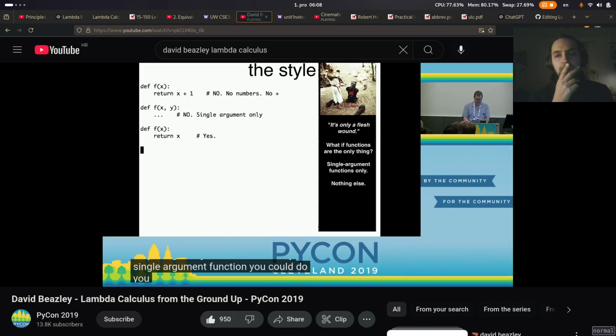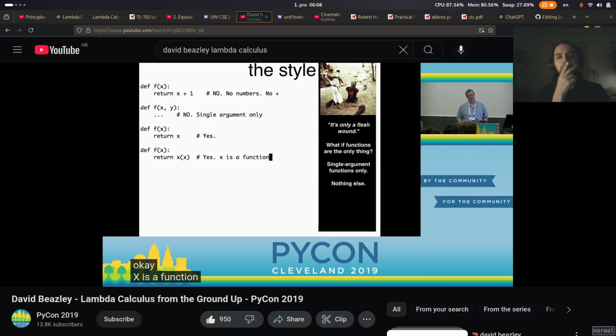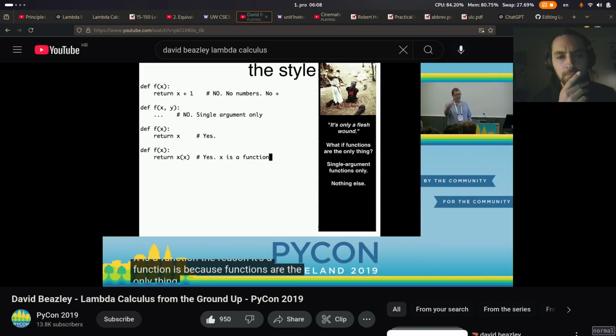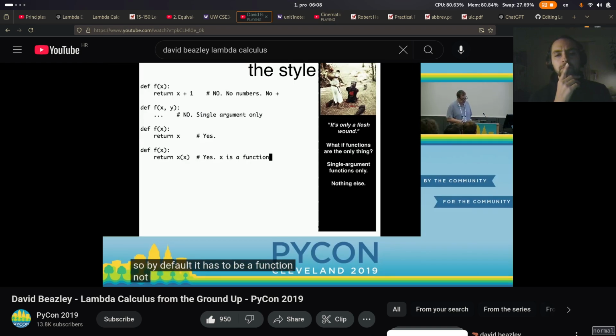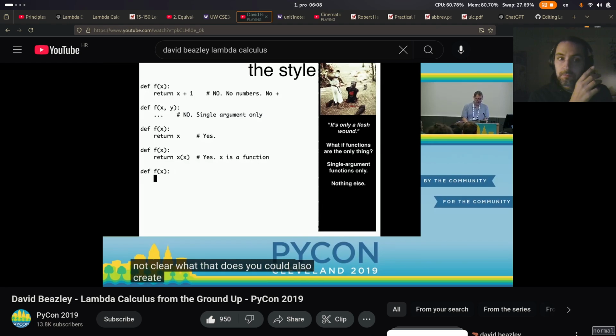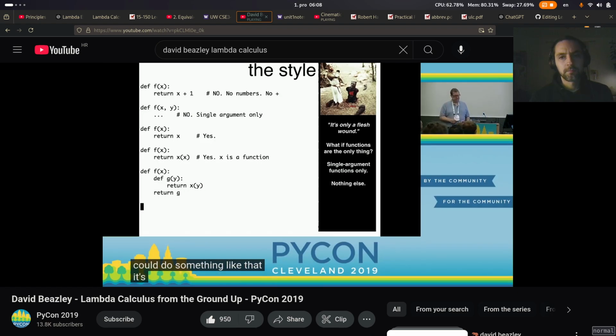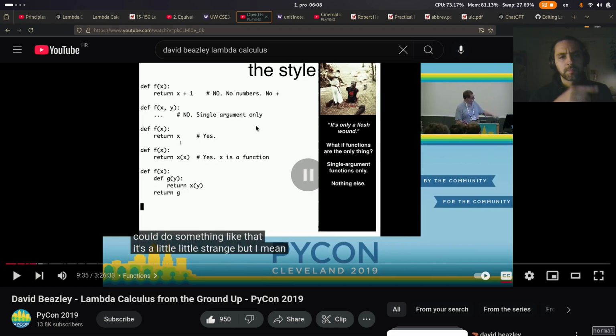You could do things like this. X is a function. The reason it's a function is because functions are the only thing that exists in the whole universe, so by default, it has to be a function. Not clear what that does. You could also create a function. This is technically allowed. It's a little strange, but you can.